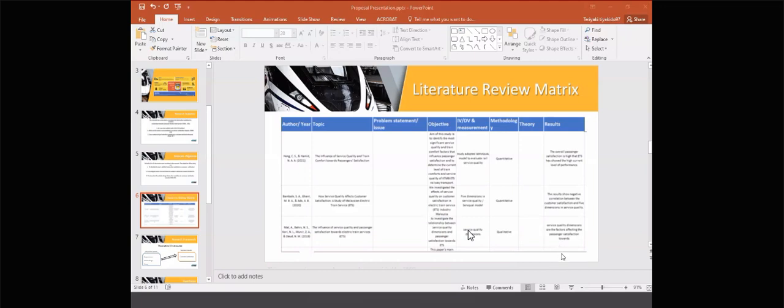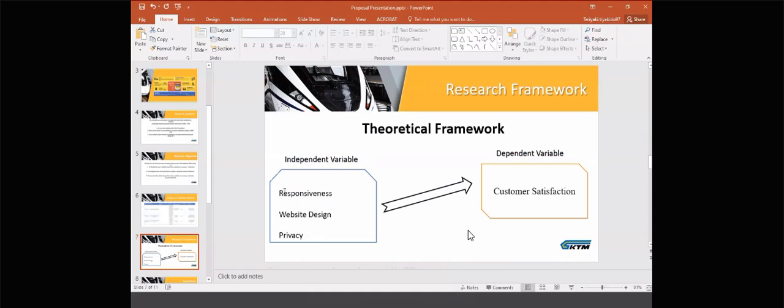Doctor: For the negative result in this previous study, what are the factors that contribute to the negative relationship? Responsiveness. So you are going to take responsiveness and then add more variables. You are not going to use the full SERVQUAL theory? No, Doctor. Okay, so responsiveness, website design, and privacy. Basically, this would be our theoretical framework: responsiveness, website design, and privacy.